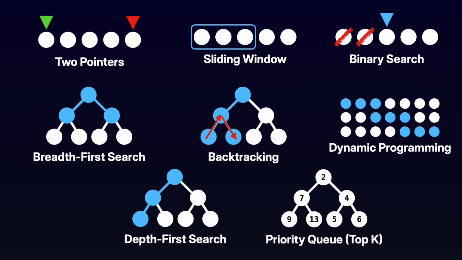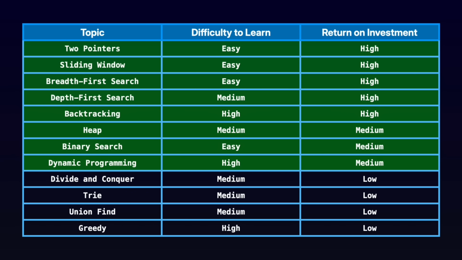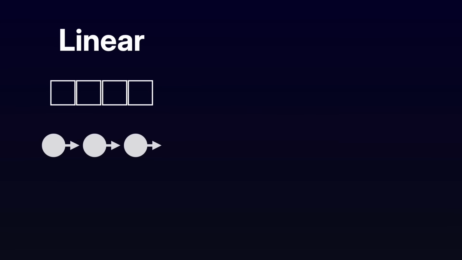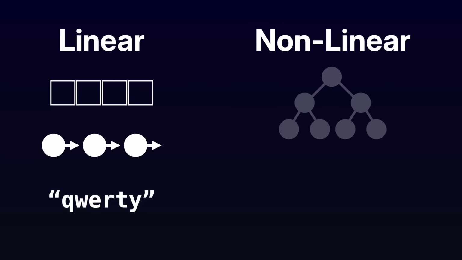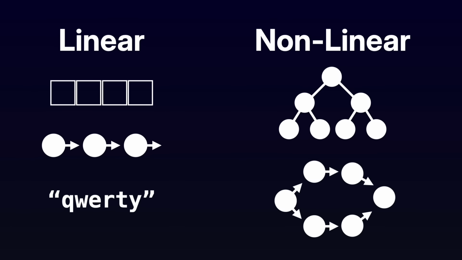These are the 8 most important patterns for coding interviews, and this is backed by data. These patterns are split into the 2 major categories of LeetCode problems: linear, which work with linear data structures like arrays, linked lists, and strings, and nonlinear, which work with nonlinear data structures like trees and graphs.